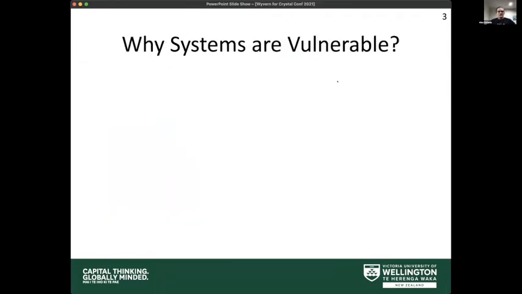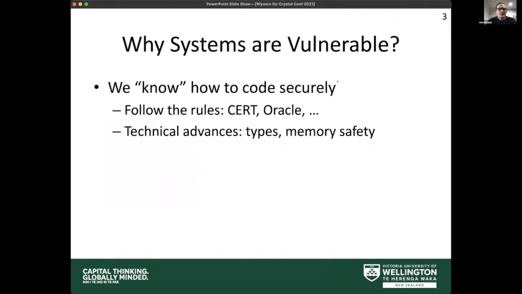It brings a question of why systems are still vulnerable. After all, we are supposed to know how to code securely. We follow the rules. There is CERT advice. There is, at CMU in particular, an organization called the Software Engineering Institute that has software engineering written in stone, literally outside, with a lot of instructions on how to code securely. There are Oracle guidelines for Java, various technical advances such as types, memory safety, etc. And yet we still fail too often.